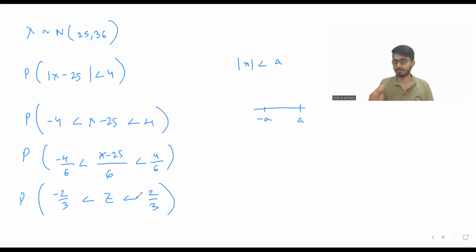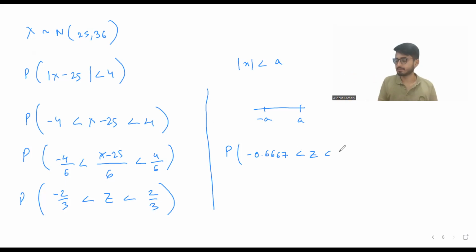But you can't use that result here as such. My purpose is to show how to go about calculating from the actual tables. Now minus 2 by 3 you need to convert into decimal form. Now this 2 by 3, this will keep on recurring. Ideally keep it till 4 decimal places. So it will be minus 0.6667 less than z less than 0.6667.